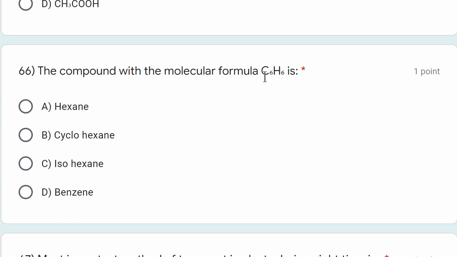The compound with the formula C6H6. Now C6H6 is benzene. Cyclohexane is C6H12, hexane is C6H14, and this is an isomer. So this is basically benzene.